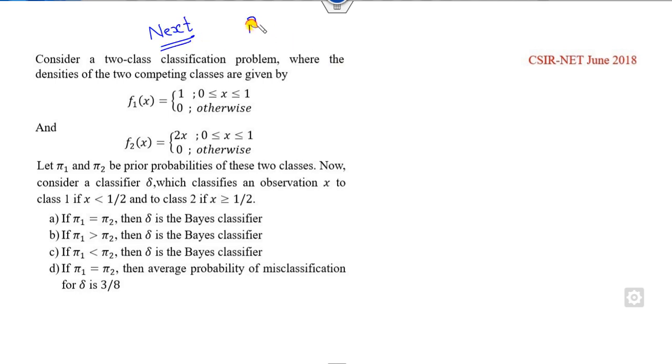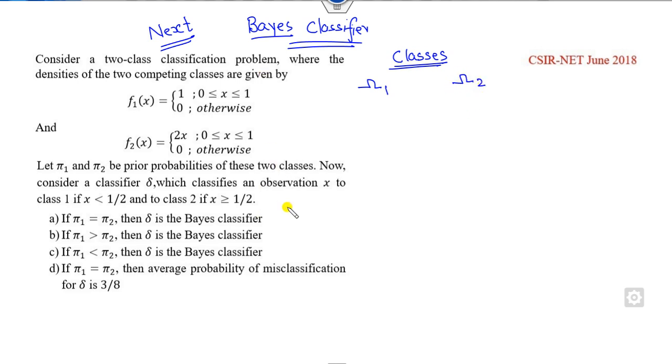This is the next category, which is called the Bayes classifier. Fine. In recent years, these Bayes classifier questions are being asked. So what is a Bayes classifier? First of all, the concept of the Bayes classifier is that you have to classify the classes. Firstly, there are two classes. One is omega 1, the second is omega 2.